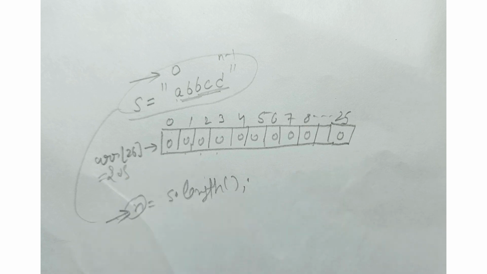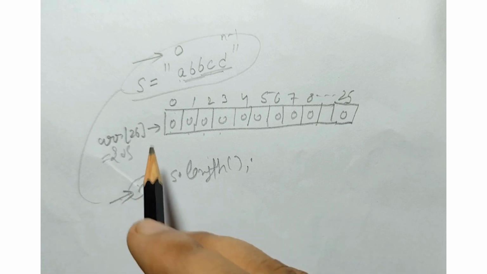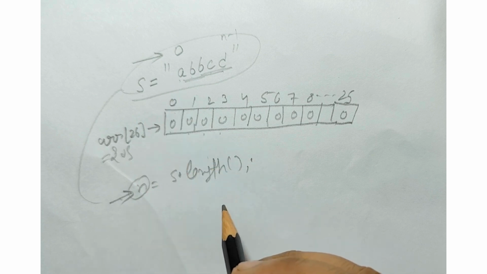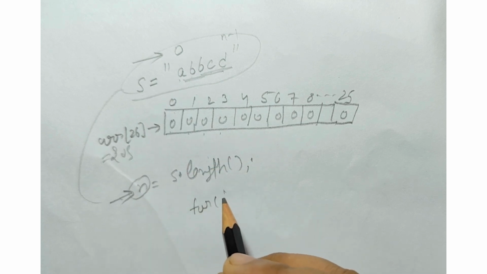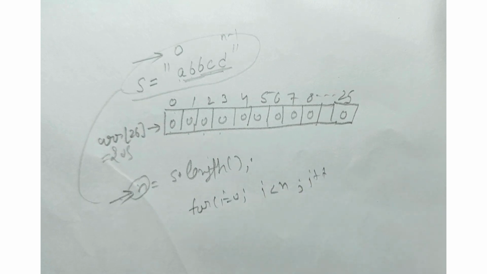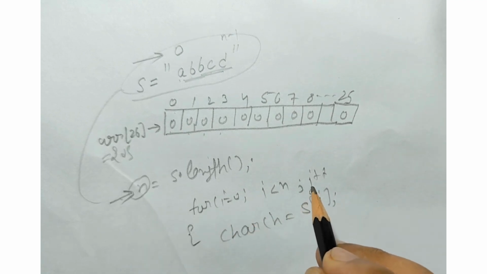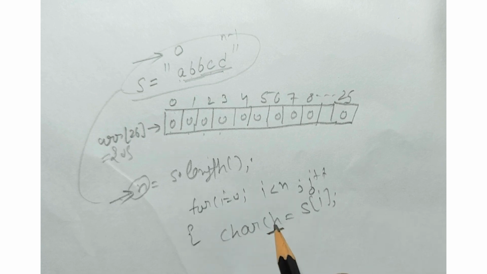Now the thing is how to store. For storing this, I first traverse this string. Suppose i is equal to 0, i less than n, and i plus plus. I implement this loop. I write char ch is equal to s of i. i has the value 0, so in the ch variable, A will go. Now for storing the frequency, I store it in this array.